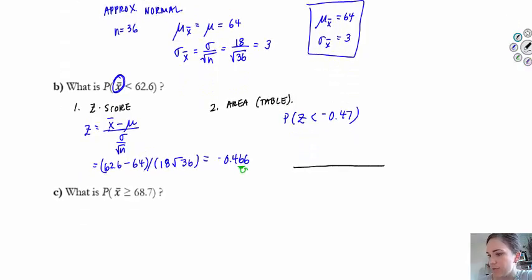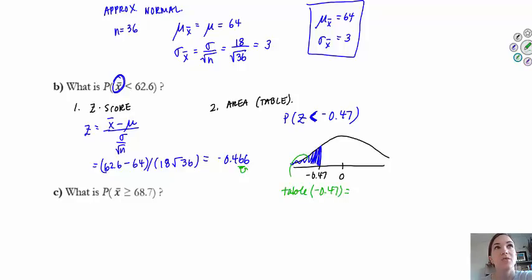The picture, remember, approximately normal. The mean is 0 of the standard normal distribution. Negative 0.47 is to the left of 0. And we want to know the probability z is less than that, so we want the area to the left of negative 0.47. That's a simple read from the table directly of negative 0.47. Read right away that it's 0.3192, and that is the probability that we find a sample mean less than 62.6 from this distribution.